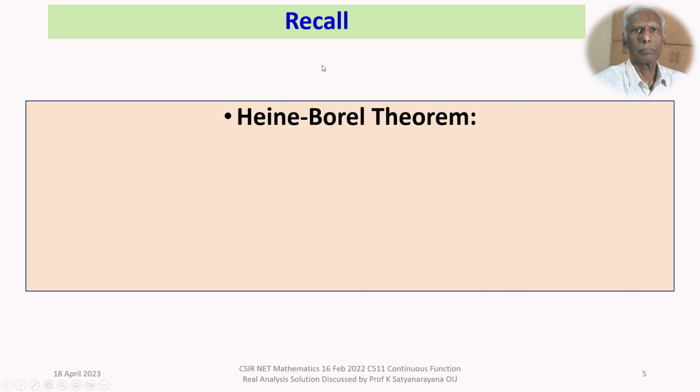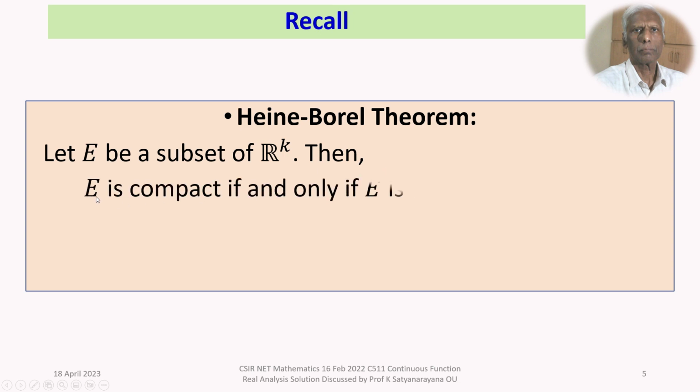Now, before entering into the discussion of the solution of the given problem, we remember a very well-known theorem called the Heine-Borel theorem. Let E be a subset of R power k, that is a k-dimensional Euclidean space. Then E is compact if and only if E is closed and bounded. Compact implies and is implied by closed and bounded in R power k.